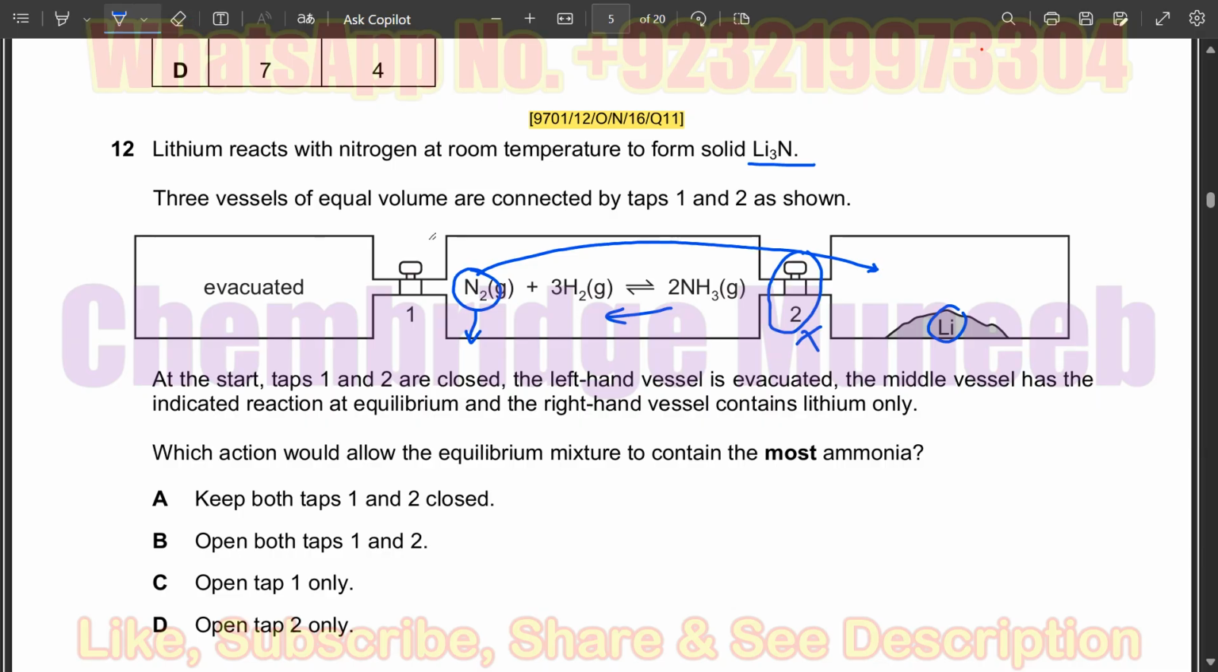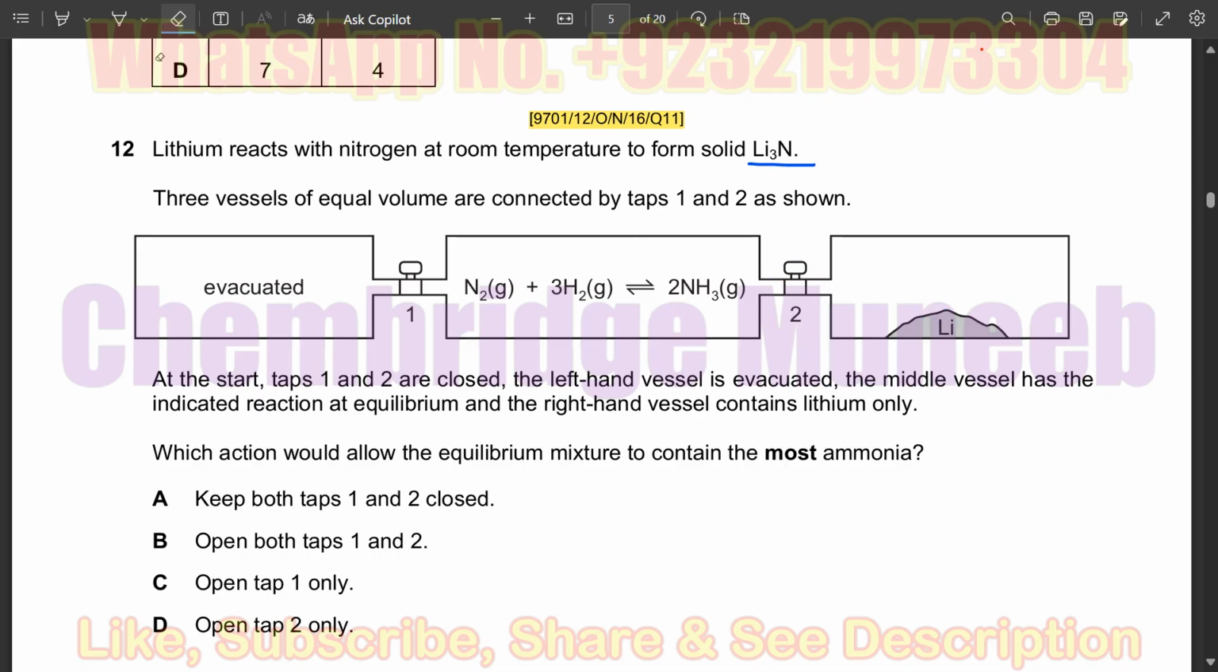Now about valve 1, if we open it, this will lead to an increased volume. The volume of vessel 1 and the volume of vessel 2 are both open, which means there shall be an increase in the volume of the system. We know a relation that volume is inversely proportional to pressure. If we increase the volume by opening tap 1, it means the pressure will decrease.